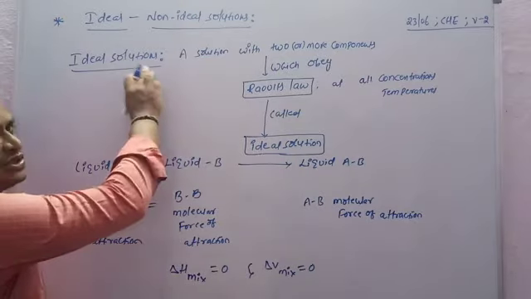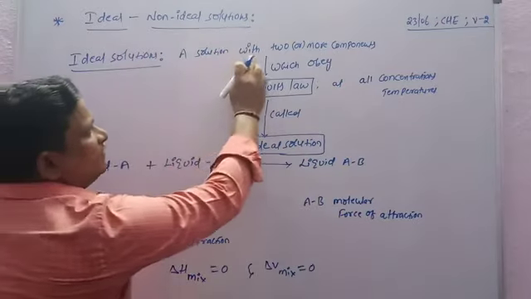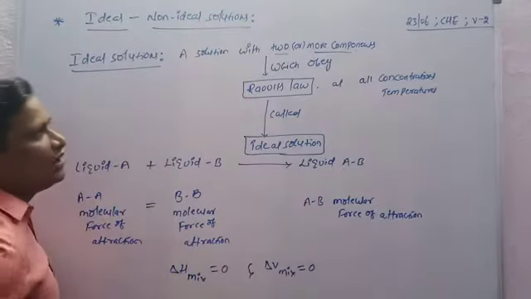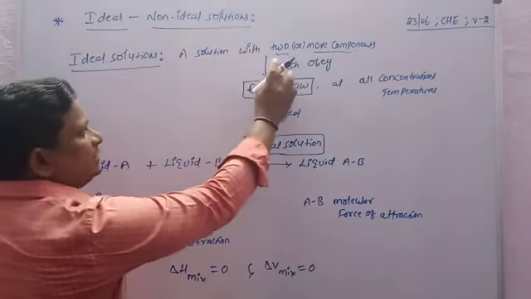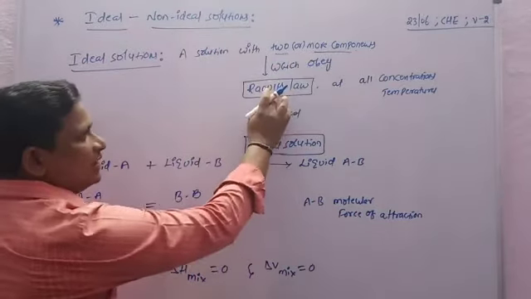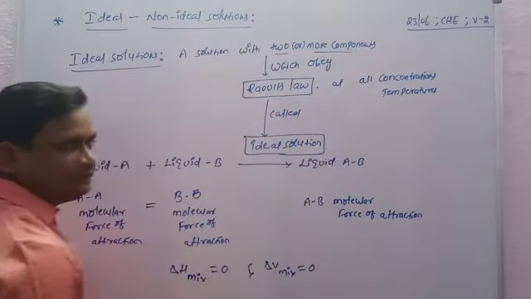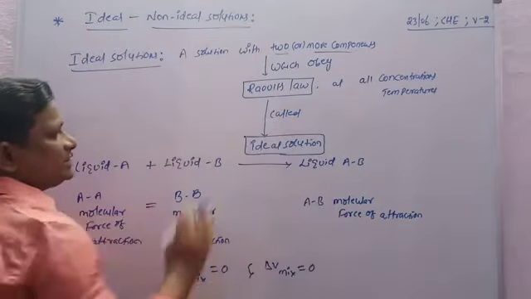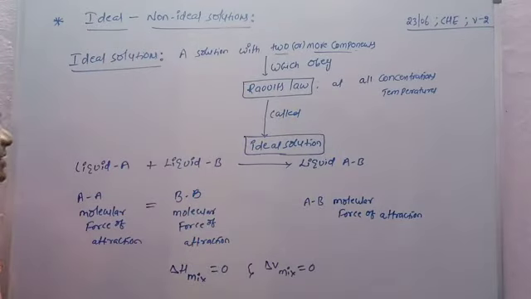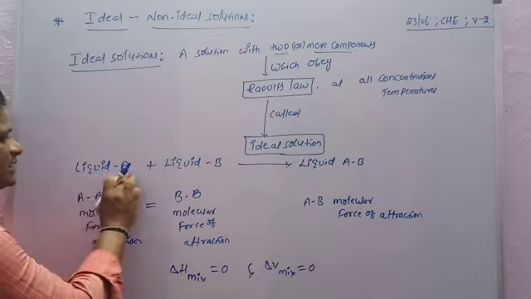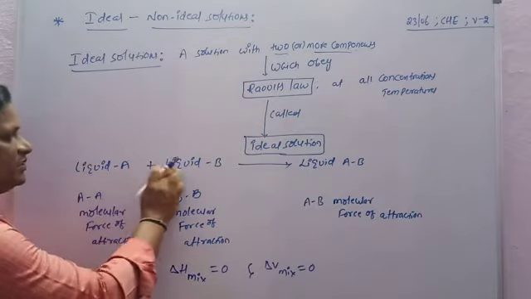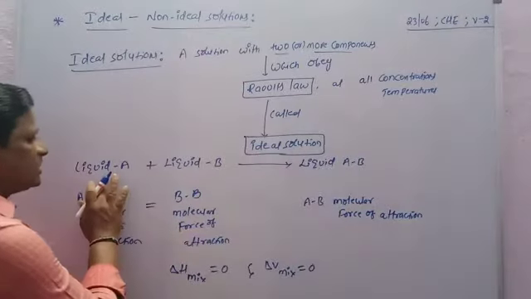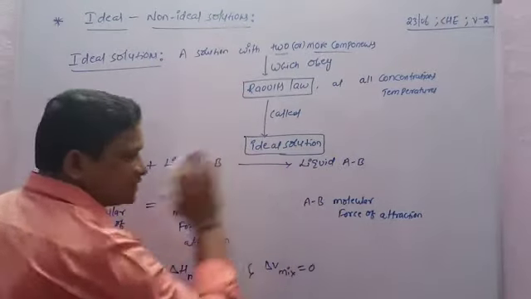An ideal solution means a solution with two or more components that obeys Raoult's law at all temperatures and concentrations. For example, let us consider liquid A mixed with liquid B. It gives liquid AB. So it is the solvent, the solute, and the solution.